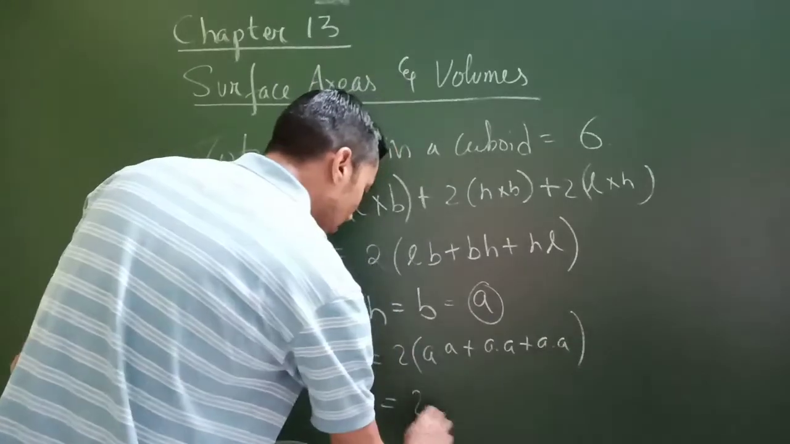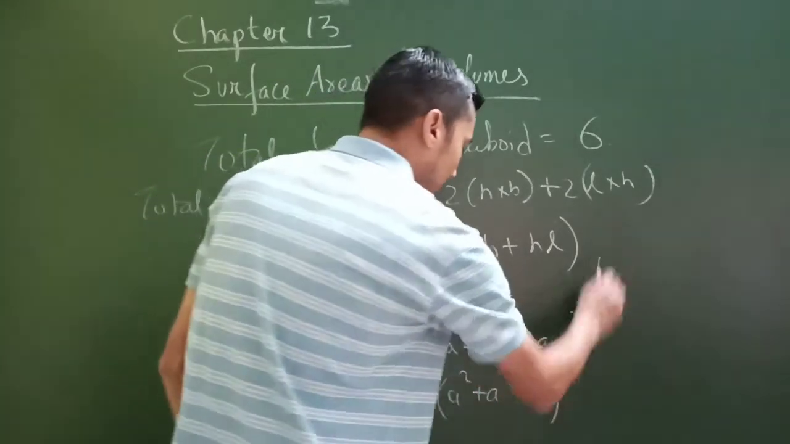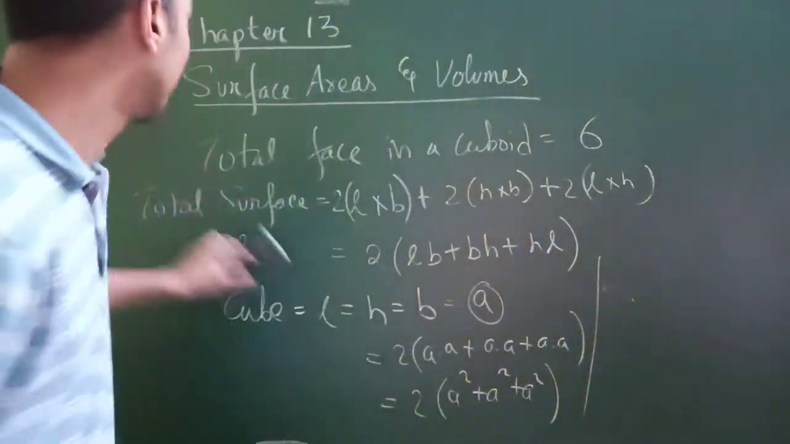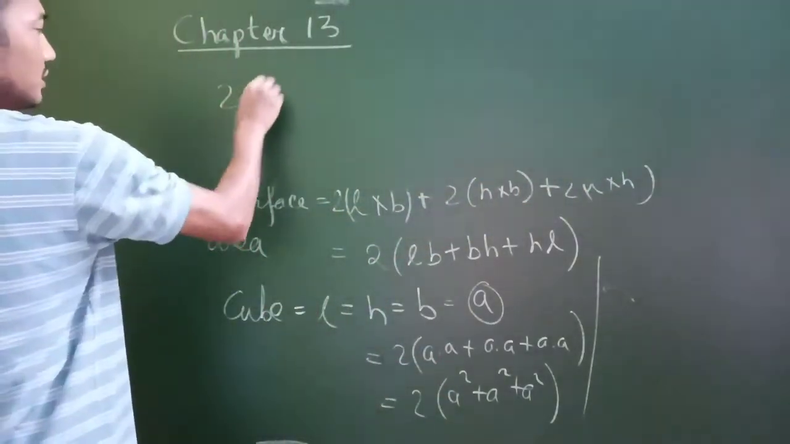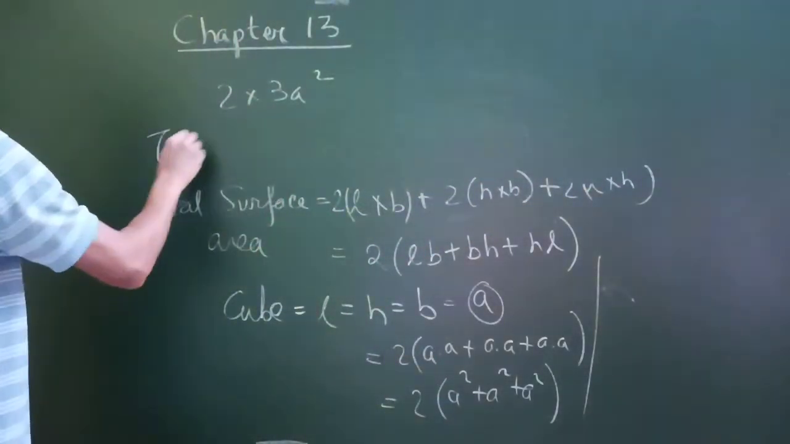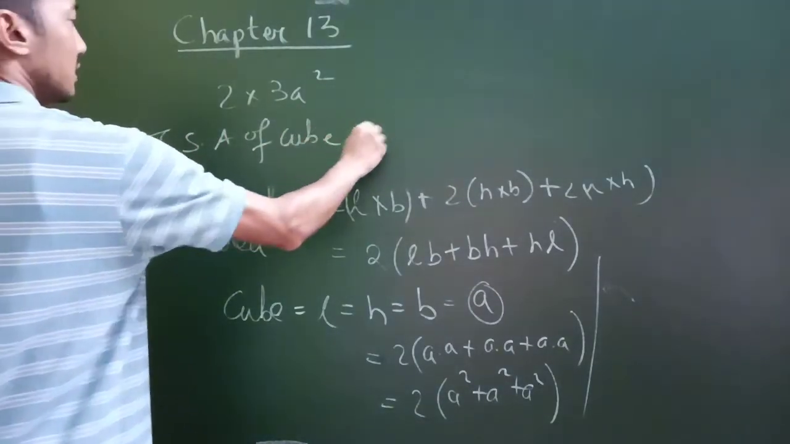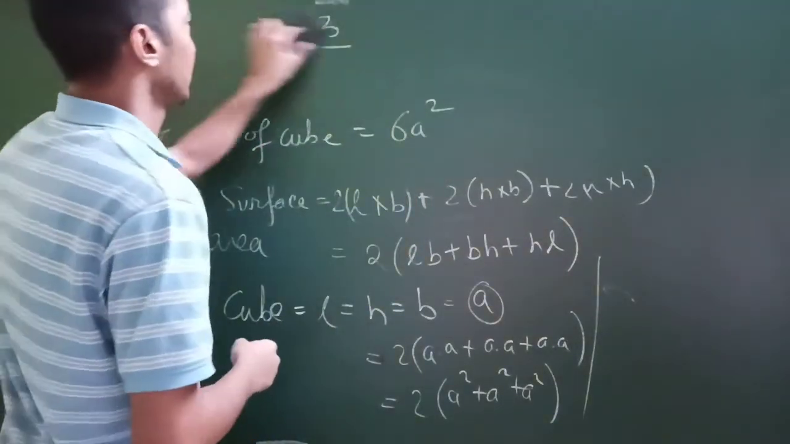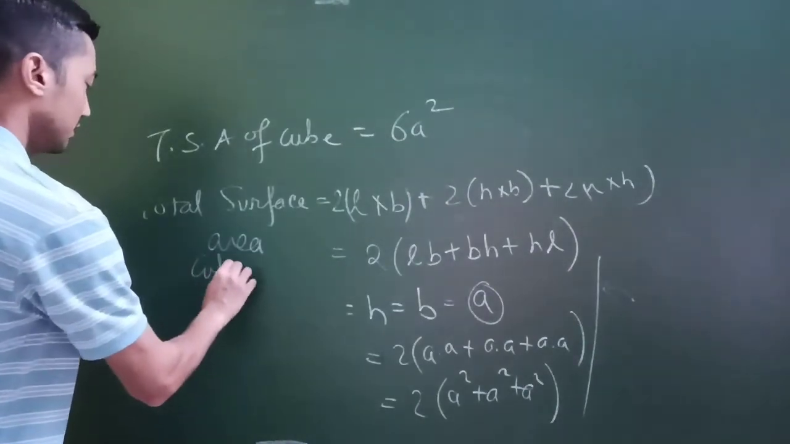So that will be how much? Twice into a square plus a square plus a square. So that is going to give me how much? Twice into 3a square. So that is the total surface area of the cube. Total surface area of cube will be 2 into 3, 6a square. This was for cuboid.